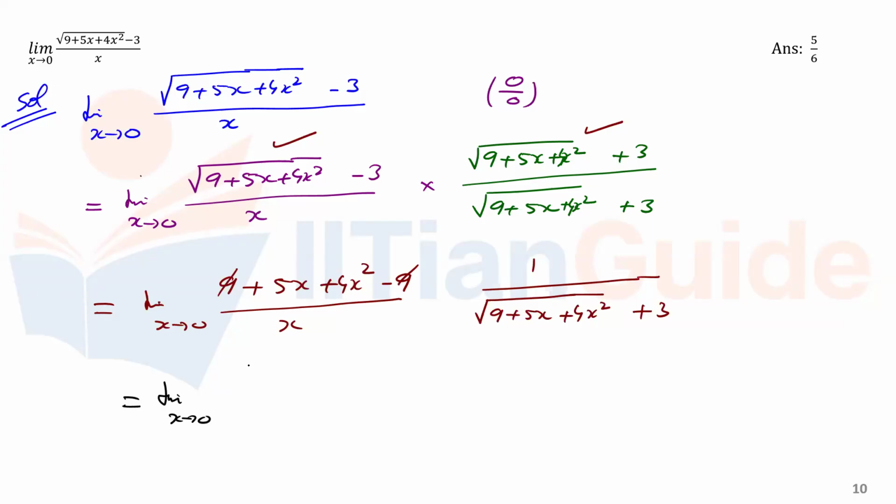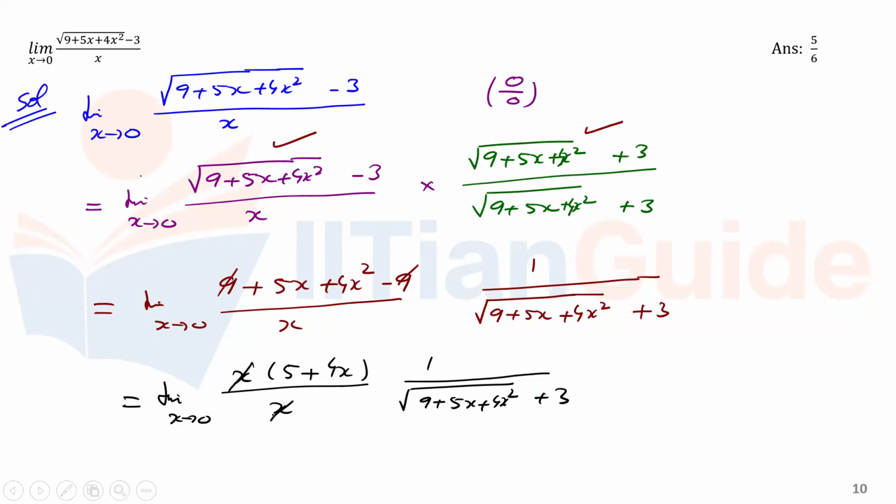Limit as x tends to 0. If I take x common, I am left with 5 plus 4x, divided by x here. After that, 1 divided by the square root of 9 plus 5x plus 4x square, plus 3. Now this x gets cancelled. With x tending to 0, the 0 by 0 form is gone. Now I can put the value of x to be 0. So 5 plus 0, basically 5, divided by under root 9, that is 3, plus 3. So I am getting 5 by 6. That is my answer. Did you follow, any problem?